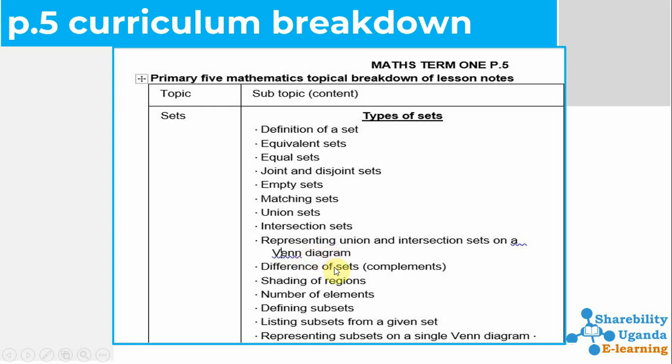We shall also be looking at the differences of sets. That means getting complements, also shading the regions, number of elements, defining the subsets, and also listing the subsets in a set which is given.